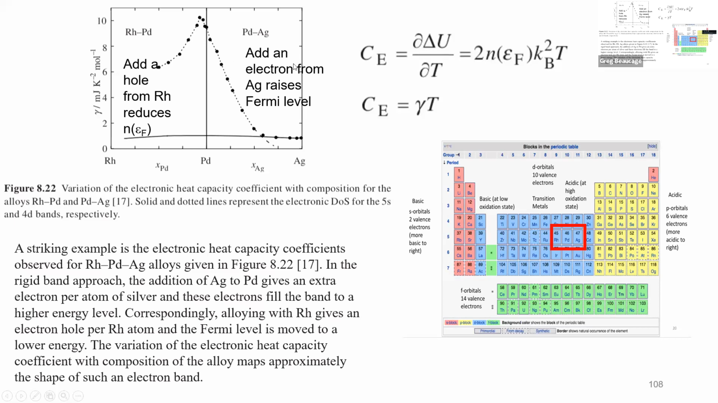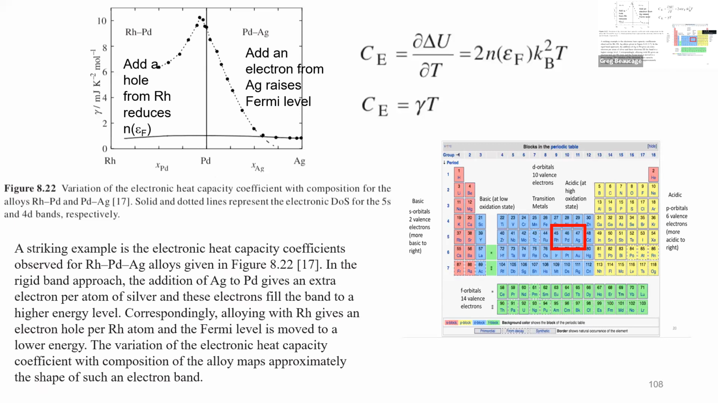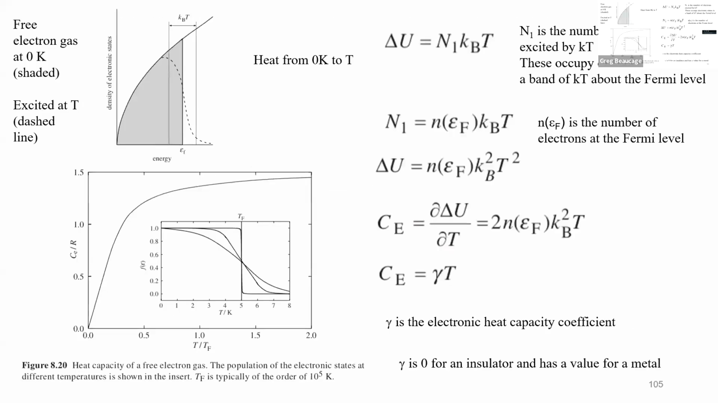So you add an electron, and somehow it gives us this shape to the thing. Actually, it doesn't make much sense, but adding an electron from silver raises the Fermi level. Oh, so there's two things. All right, this sounds like a little bit of a convoluted argument. But basically, they're saying that if you add an electron from the silver, the Fermi level is going to move over to the right. That means you have fewer above the Fermi level, fewer extra free electrons that are going to contribute to the heat capacity.